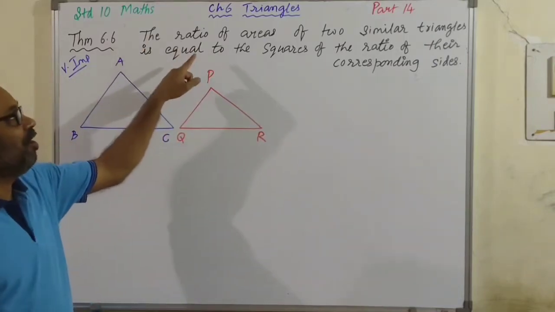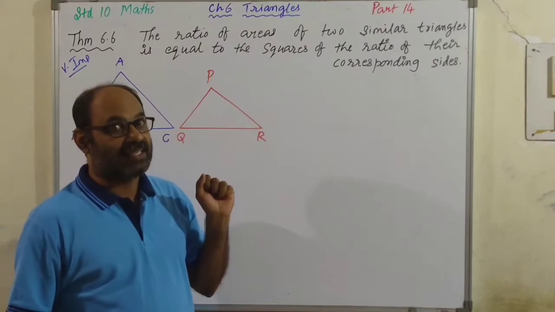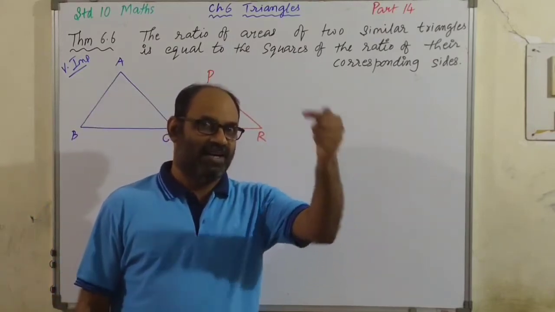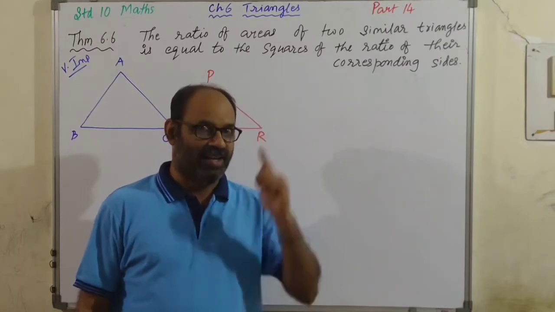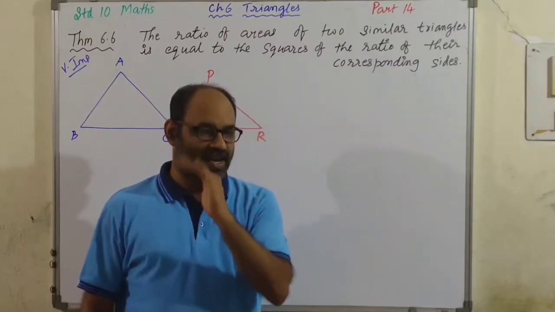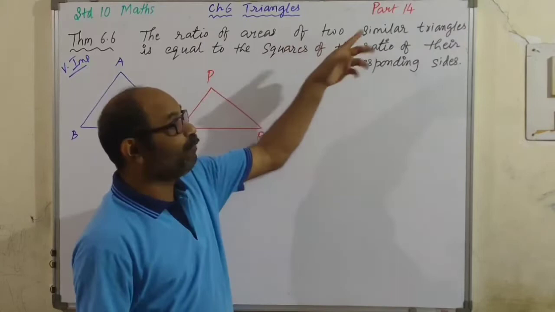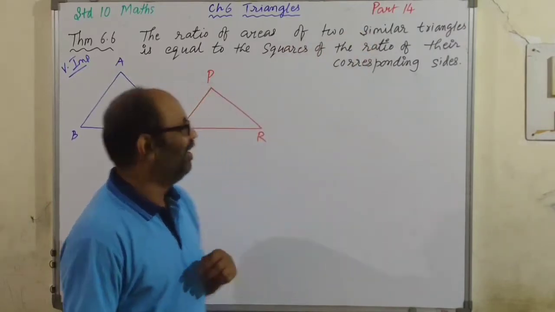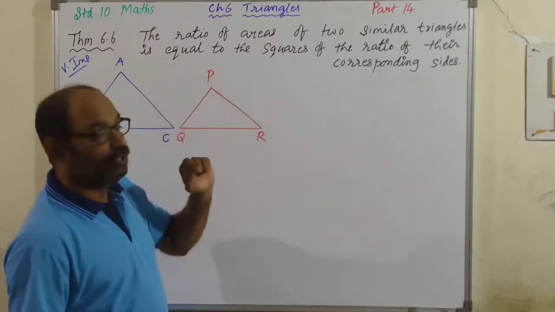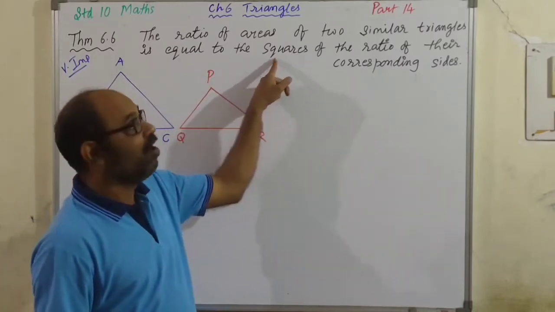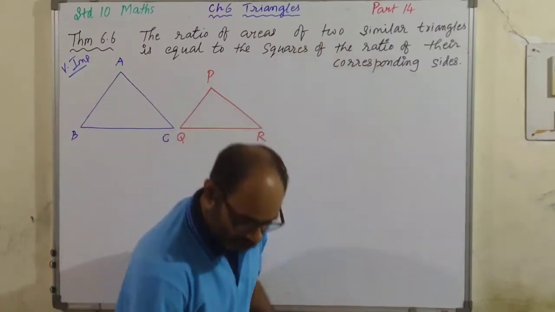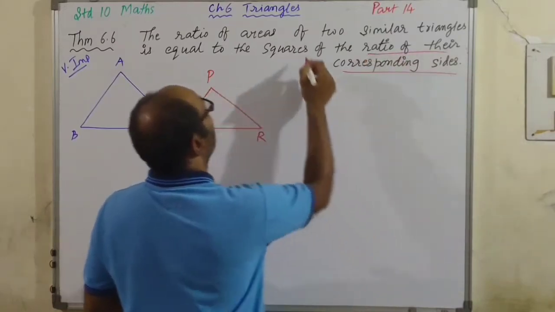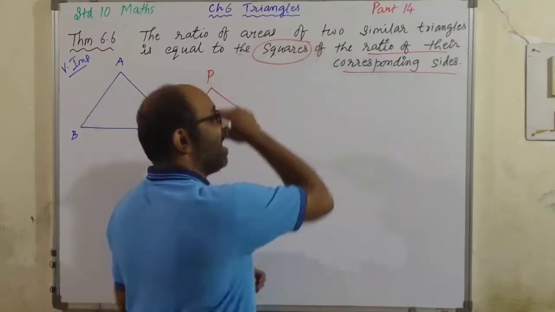The ratio of areas. The ratio of areas means area of one triangle upon area of other triangle. The ratio of areas of two similar triangles is equal to the square of the ratio of their corresponding sides. Ratio of their corresponding sides, but squared.